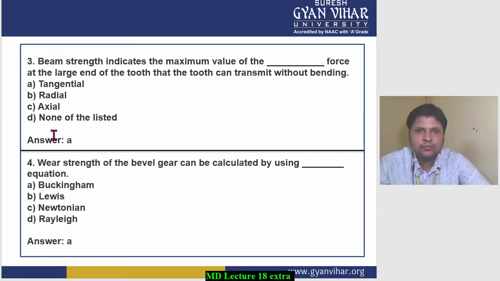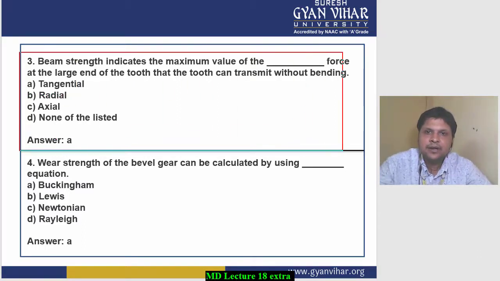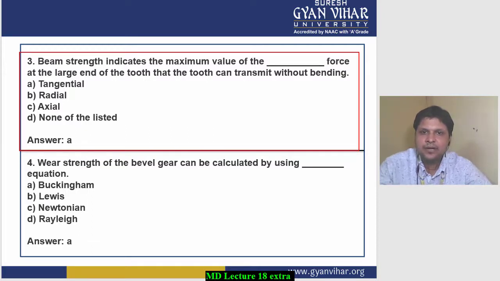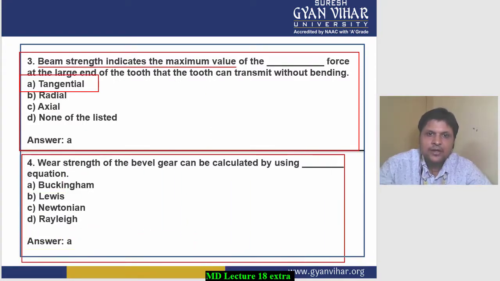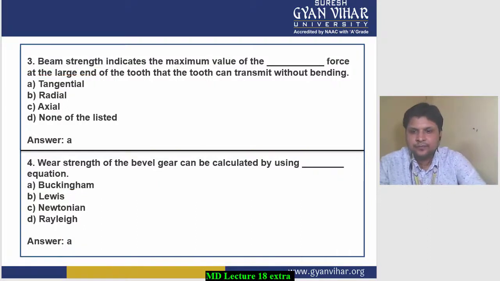Coming to MCQ number 3: beam strength indicates the maximum value of dash force at the large end of the tooth that the tooth can transmit without bending. We all know that tangential load is used for beam strength. So option A is the correct option. Coming to MCQ number 4: wear strength of a bevel gear can be calculated by using the equation. We all know wear strength is calculated by the Buckingham equation. So A is the correct answer.